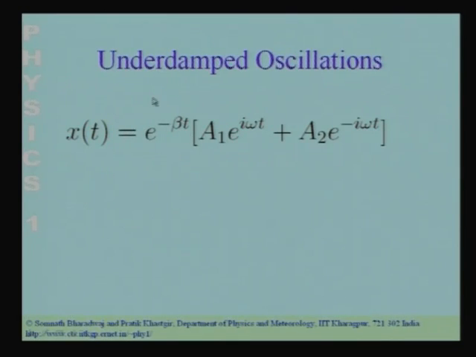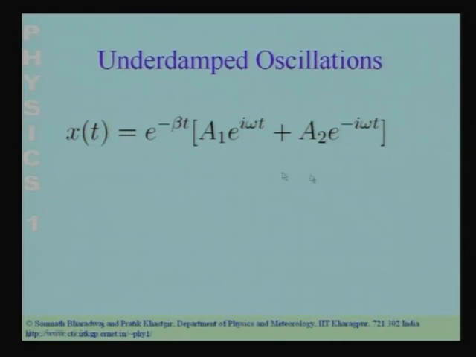You can pull this factor out from e to the power alpha t, and what you are left with are the two different roots, e to the power i omega t and e to the power minus i omega t. And these two solutions could have two different coefficients, amplitudes a1 and a2. So the combination of these two gives you the total solution.